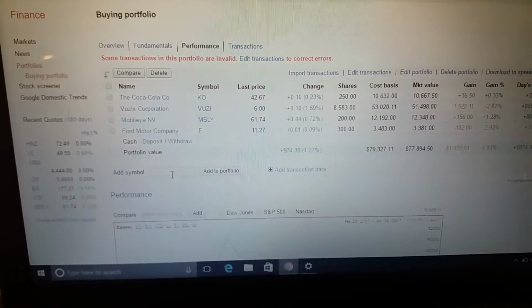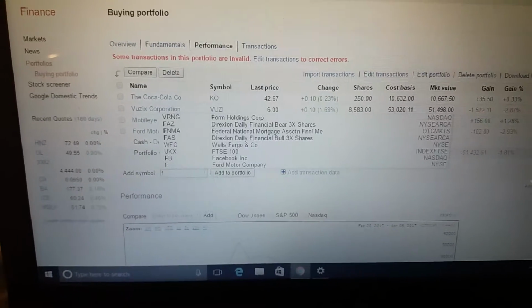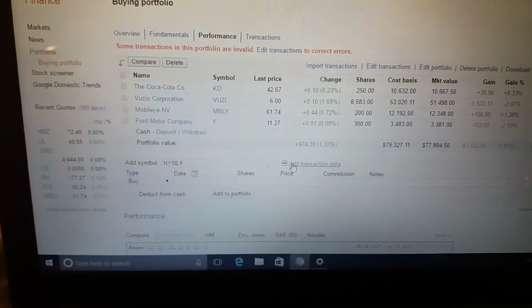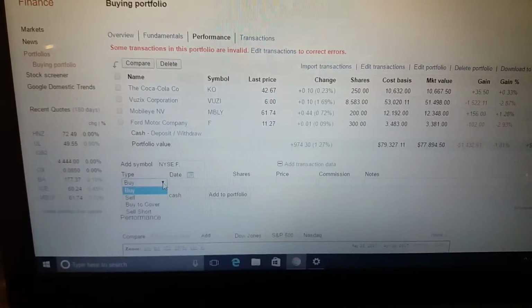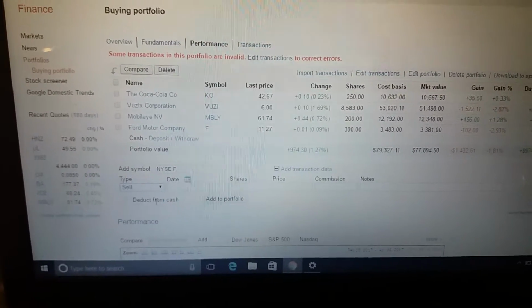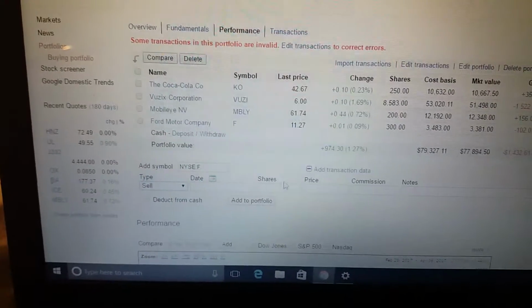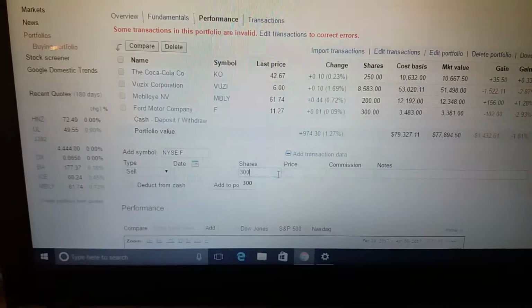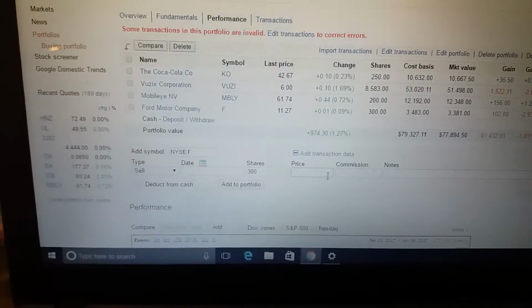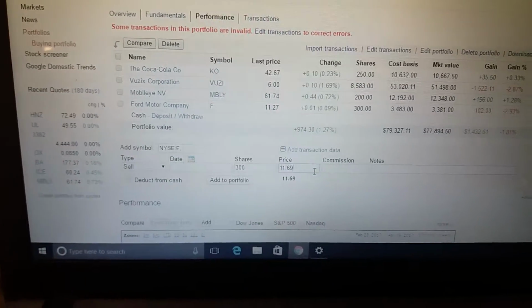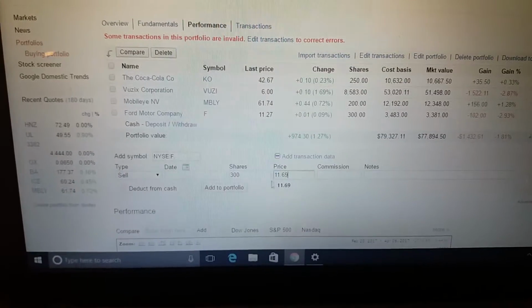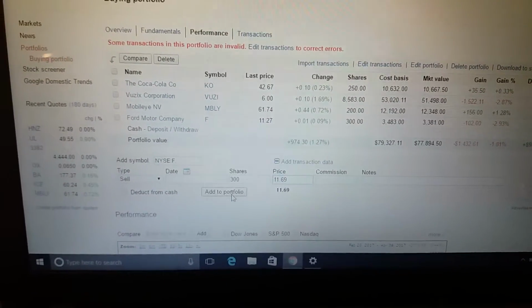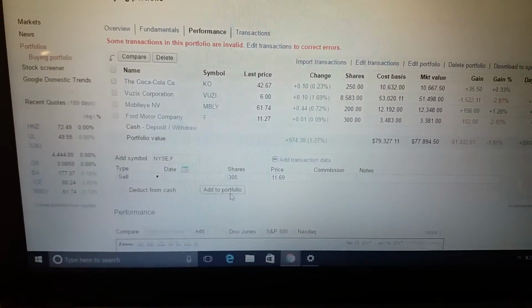Again, F, Ford. Add transaction data, and you sold 300 at $11.69. Okay, and we are going to add that to portfolio.